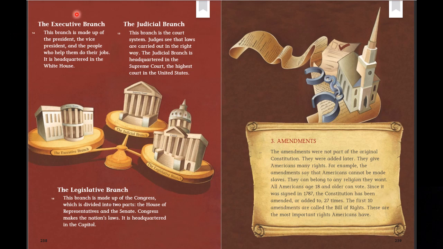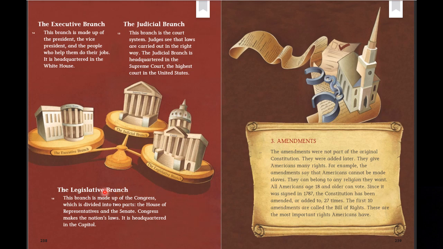The executive branch. This branch is made up of the president, the vice president, and the people who help them do their jobs. It is headquartered in the White House. The judicial branch. This branch is the court system. Judges see that laws are carried out in the right way. The judicial branch is headquartered in the Supreme Court, the highest court in the United States.